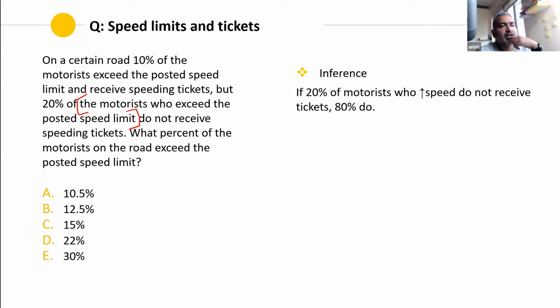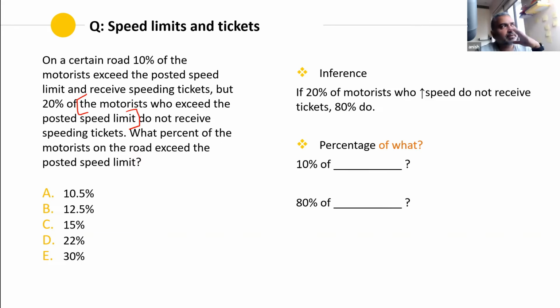Why am I thinking about this? Because I want to relate this piece of information with the first part. I know that 10% of all motorists exceed speed limit and receive tickets. So I'll relate with that portion. I've understood what this 10% is a portion of. I've understood what this 80% is a portion of, right? We spend time with these things. Now, in this question, can we take the total number of motorists to be 100?